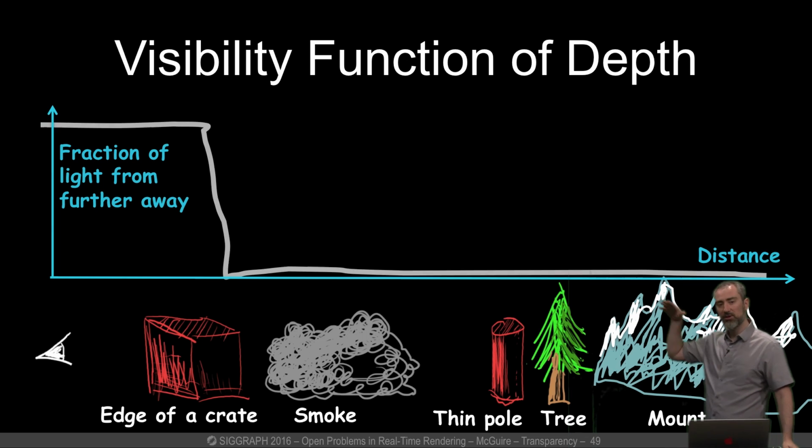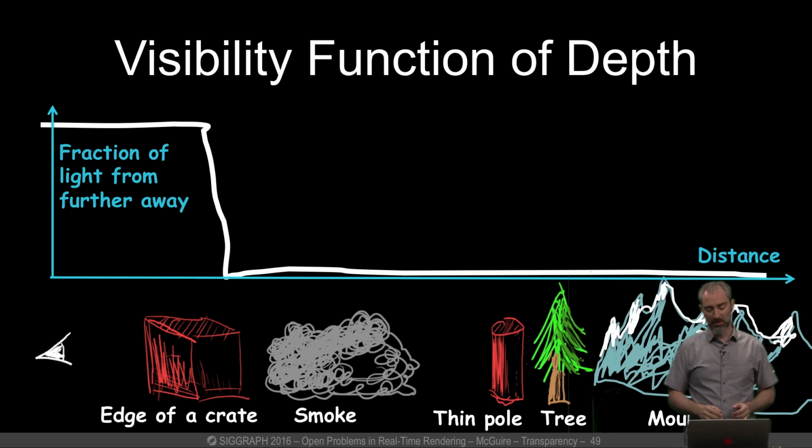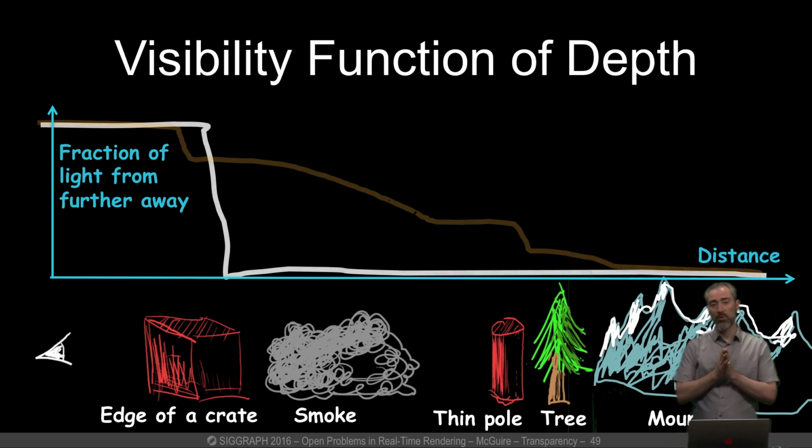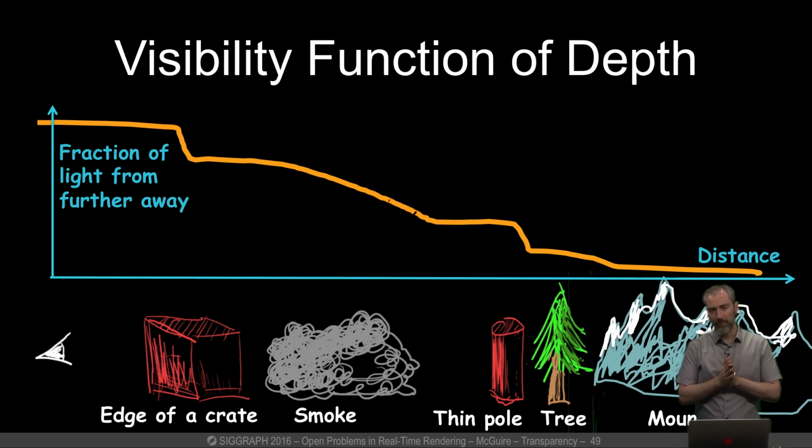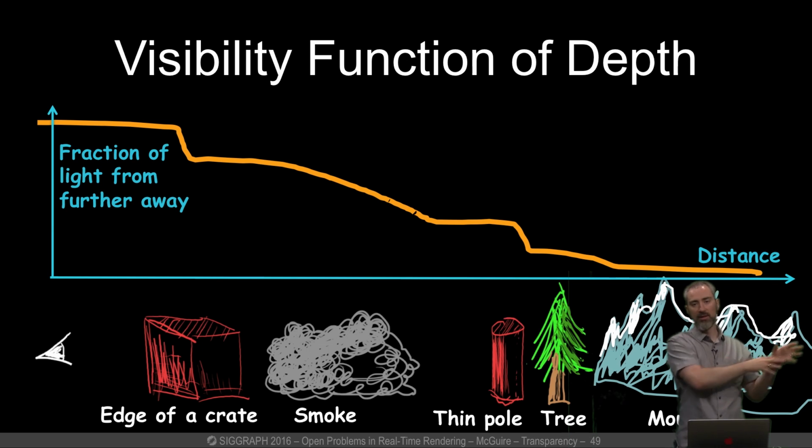But then as we start to pass objects, and if I do binary coverage as I pass the first object, it drops off, and I get no light from objects farther back. So that would be binary coverage. But when I model partial coverage, this function gets a lot more complex and interesting. So at first I lose some light to the edge of the crate, but I can see farther back. As I go through smoke, it falls off, the thin pole drops a little, the tree, and then I lose everything after the mountain.